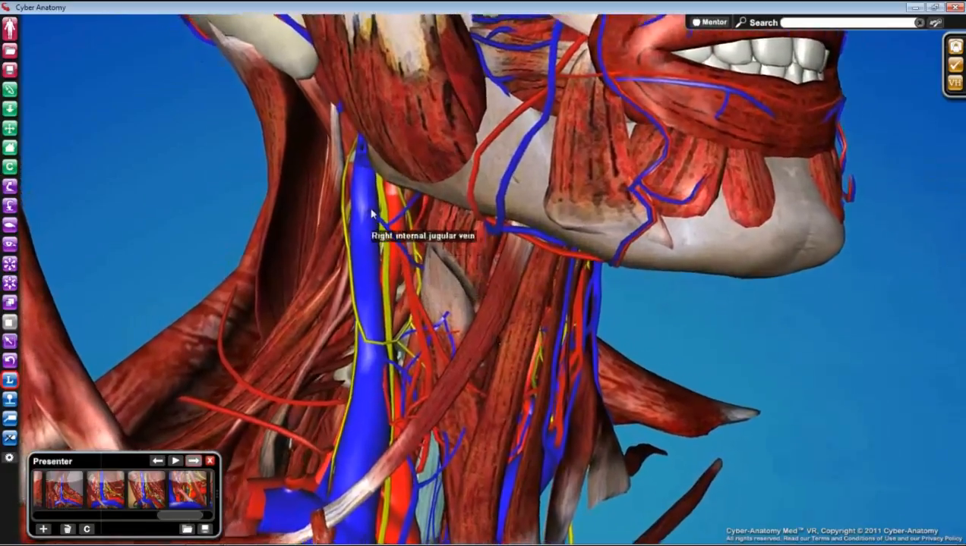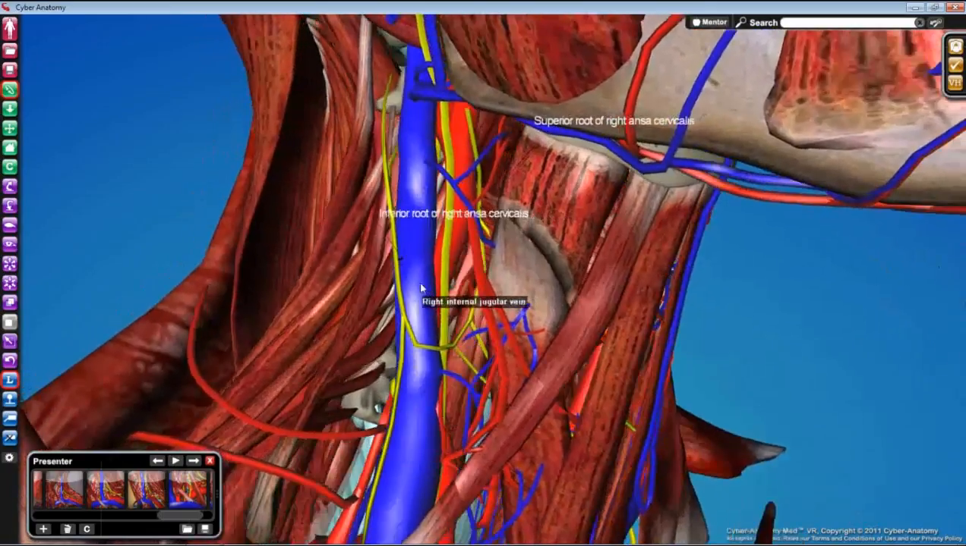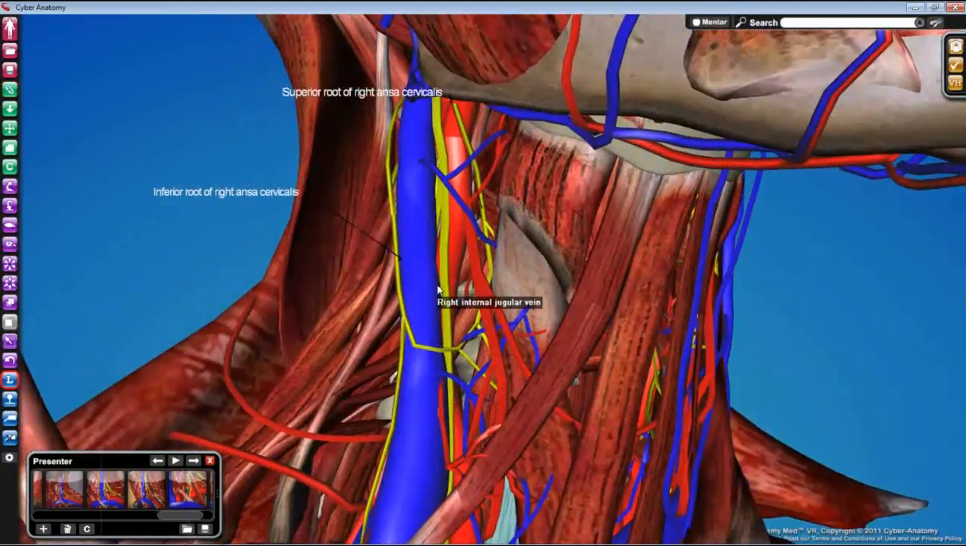And then while you're working on these structures, keep an eye out for this thin ansa cervicalis nerve. It's this loop that lies on the surface of the carotid sheath. So it's much thinner by comparison to the vagus. So look and try to be careful with that structure.